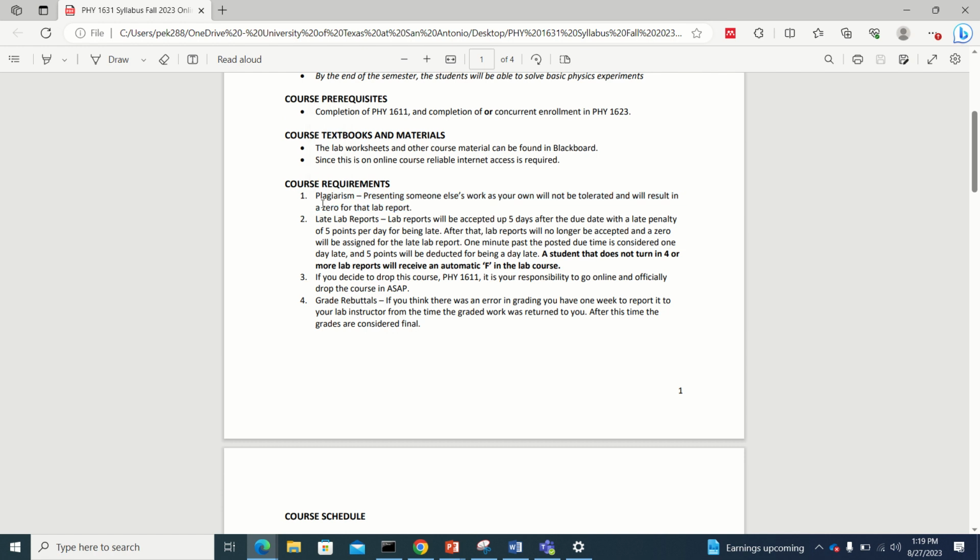Now, one of the things that you will have to do is write your group number on your lab report, so I know who's working with each other. And again, you can find your group number in Canvas.